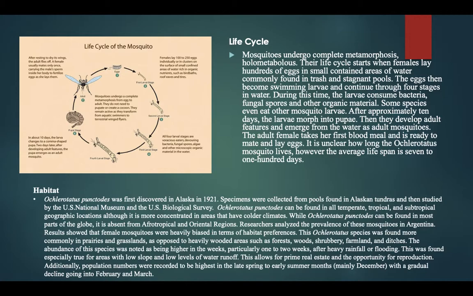Next, let's talk about this species' geographical location. Ochlorotatus punctodes was first discovered in Alaska and is still prominent there. They are often found in prairies and grasslands as opposed to wooded areas. This species was more abundant after heavy rainfall, and populations were highest in the late spring to early summer, after which they gradually declined. Ochlorotatus can be found in all temperate, tropical, and subtropical geographical locations.